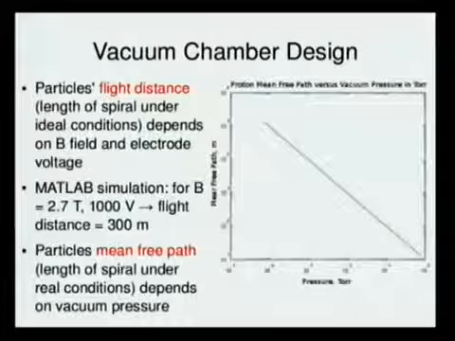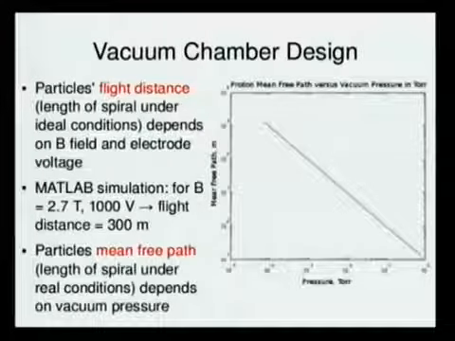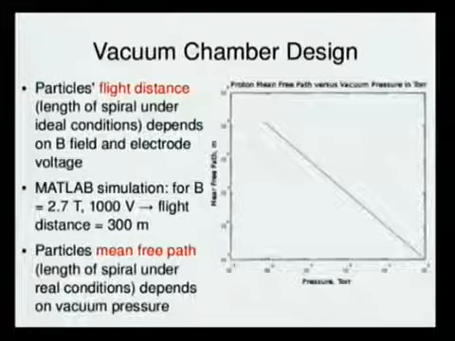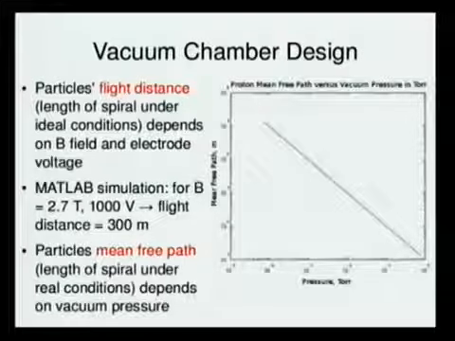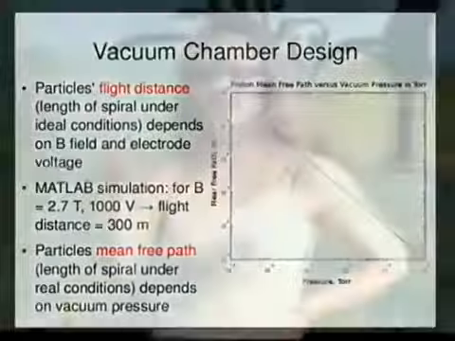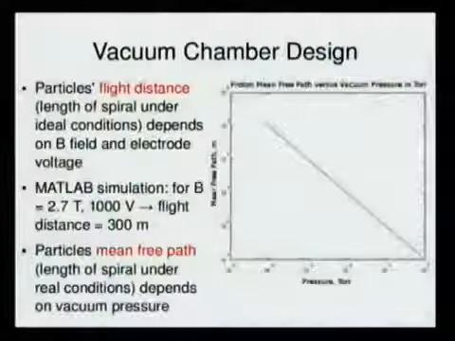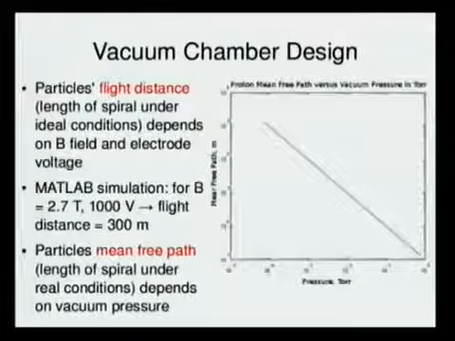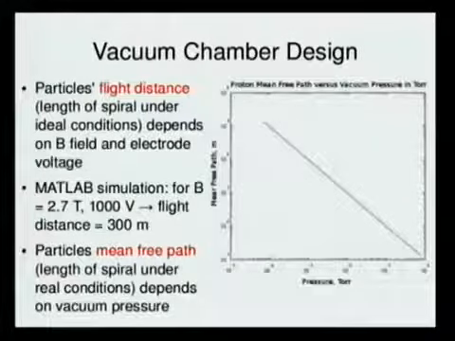So for vacuum chamber design, there are 2 main things you have to think about, and those are flight distance and mean free path. The flight distance is the length of the spiral under ideal conditions, and that, as we said before, depends on the magnetic field and the voltage applied across the electrodes. The voltage applied across the electrodes and the distance between the electrodes gives you the electric field, which is accelerating them.